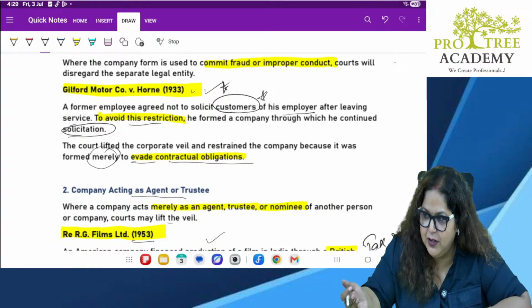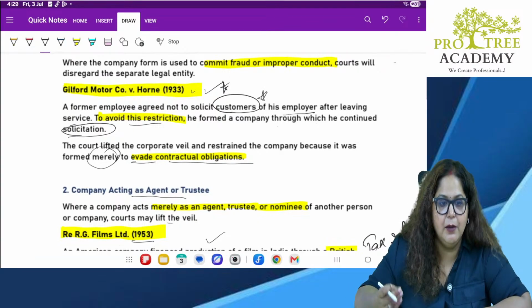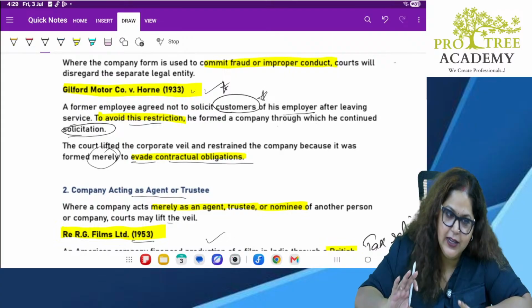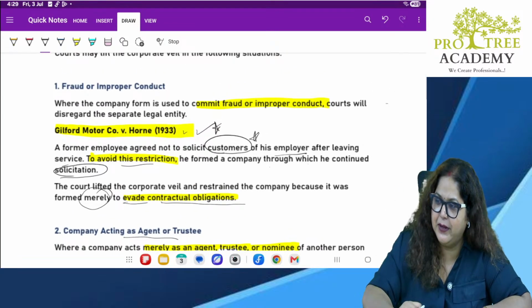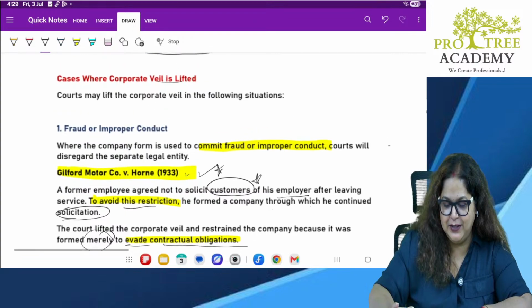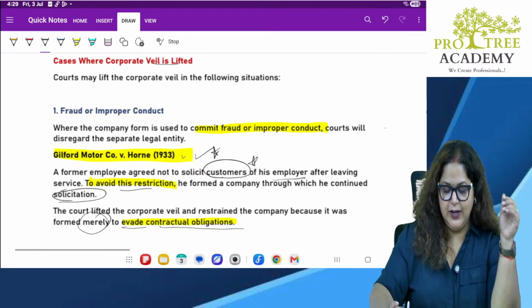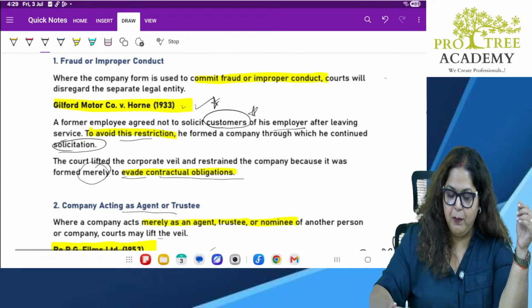The features and all, the advantage and disadvantage, whatever you had seen, it was a very easy topic. Okay, this is something where you have to put a little bit of pressure on your mind, and you have to remember these cases. So let's revise this: fraud or improper conduct.